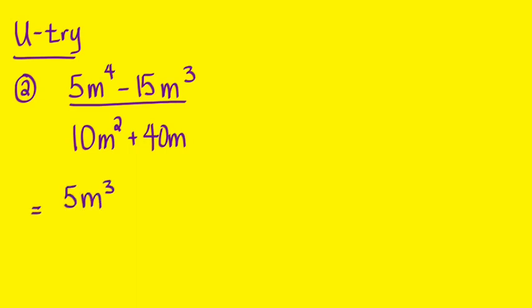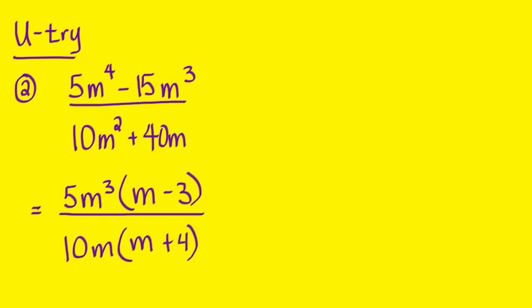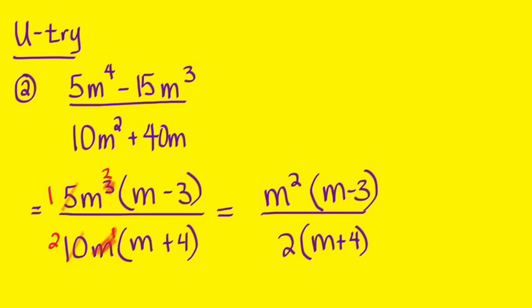So again, we're factoring first. We take off the greatest common factor and we reduce, right? So this is just part one of what we're doing here.